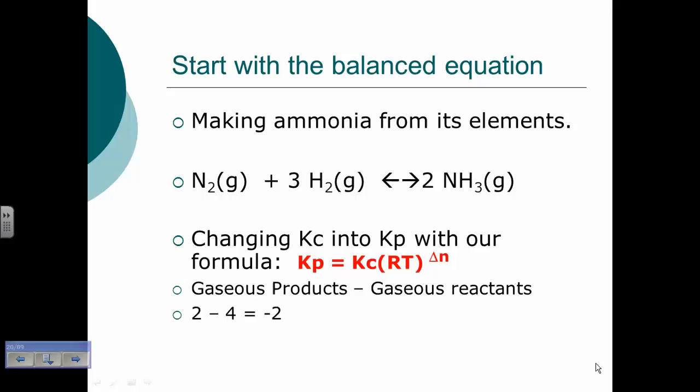How many moles of gaseous product do you see? I see 2 in front of the ammonia. How many moles of gaseous reactant do you see? Well, I have 1 from the nitrogen plus 3 more from hydrogen. I'm seeing a total of 4 gaseous moles on the left side of our arrow. Remember, the delta N is products minus reactants for gases only. And I'm looking at a value of 2 minus 4. We get a negative 2. So the delta N, negative 2.